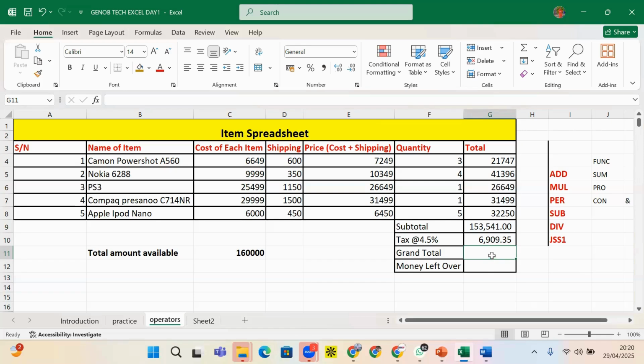Okay, so now I want to get the grand total. How do I get the grand total? Grand total is the subtotal plus tax, right? Subtotal, which is this, plus tax to give me the grand total. So this is the grand total. Now I want to calculate the money left at hand. As we said before, I took 10,000 to the market. On coming back, how do I know the money left, right? I need to subtract the expenses from the money I took to the market. So this is the expenses, 160,450.35, right?